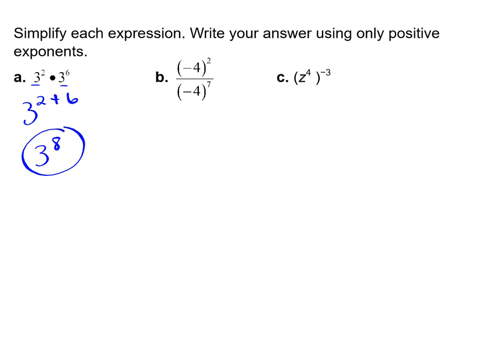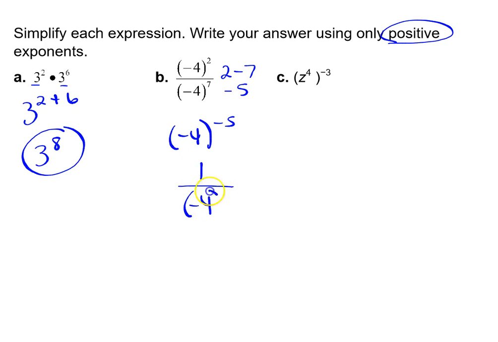For this one, we have negative 4 to the 2nd on top and negative 4 to the 7th on the bottom. So we know that the rule said we would subtract, which gives us negative 4 to the negative 5th. But we want to only use positive exponents when we write these. So as our final step, we're going to go ahead and make that the reciprocal, negative 4 to the 5th power. Now, sometimes you're going to work that out and sometimes you're not. It depends. That's kind of a larger number. So sometimes you will and sometimes you won't.